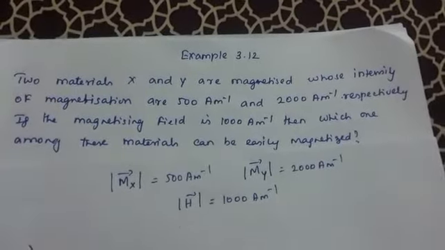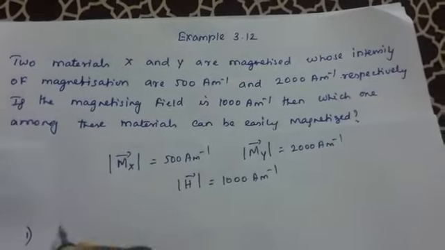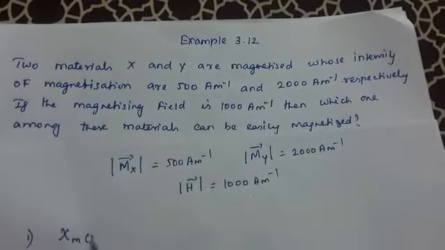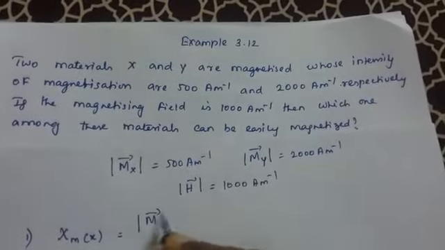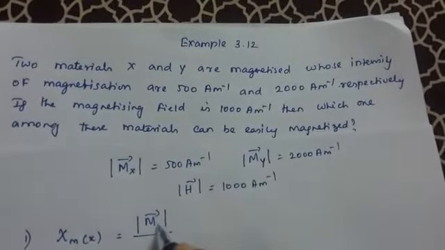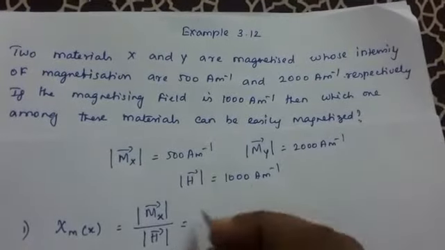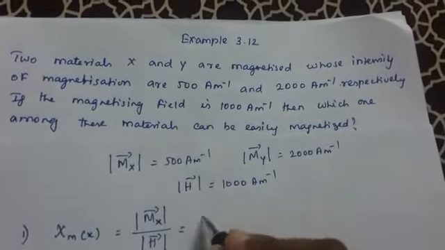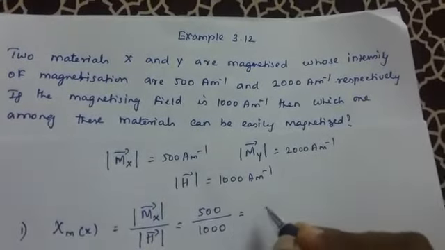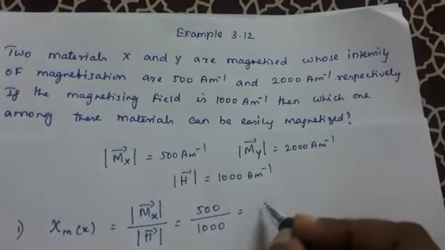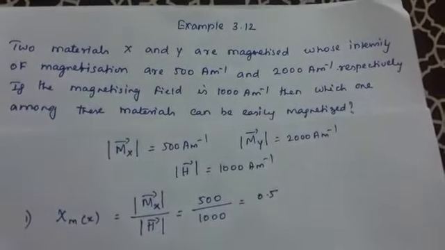So first we will find out the susceptibility of the material X. So chi m of X is equal to the ratio of intensity of magnetization of X divided by the magnetizing field. So what is M of X? That is 500. The magnetizing field is what? 1000. So it is 5 by 10. It is 0.5.